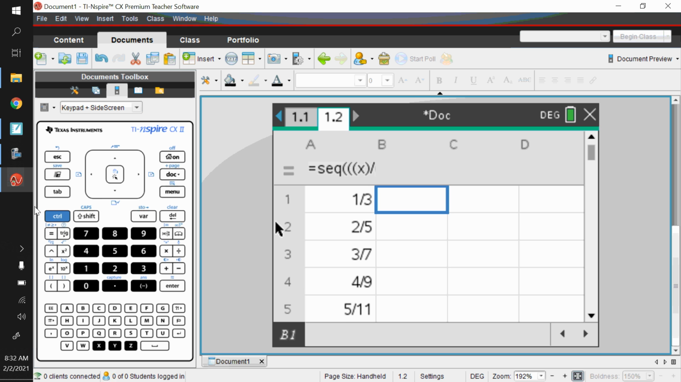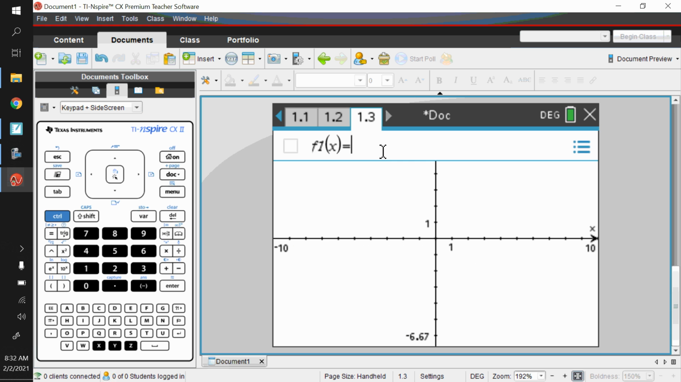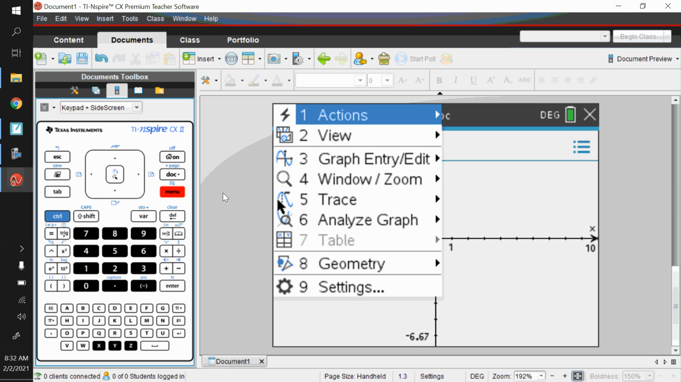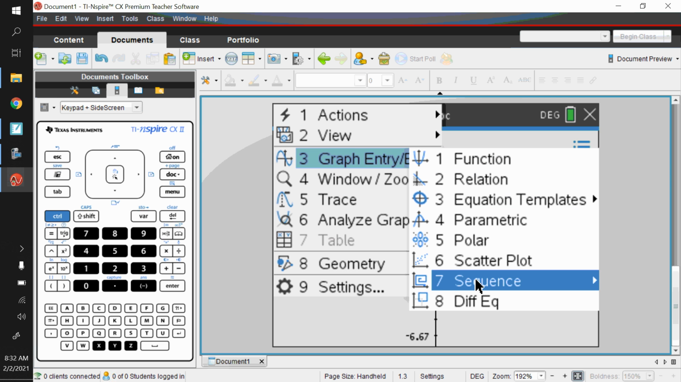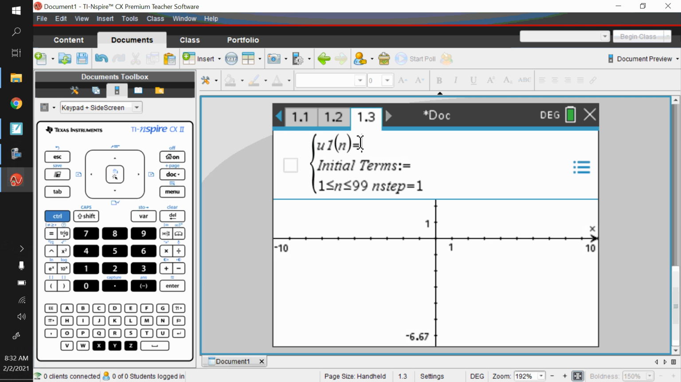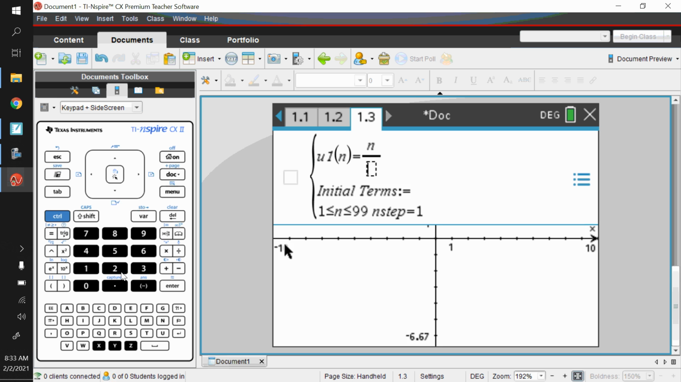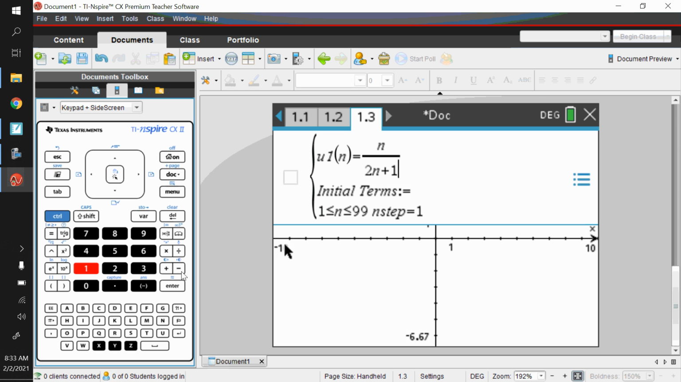So now on a graphs page, let's do Control Doc, and we'll go to a graphs page. We need to switch our mode. So we have to go to Menu, Graph Entry, Edit, and we've got to go down to Sequence Mode. Notice our variable in the parentheses here is n. So this time when we put it in, we're going to put it in terms of n's. So we'll do the same sequence, but we'll have n over 2n plus 1. Leave your initial term blank because we didn't define it as a recursive formula.